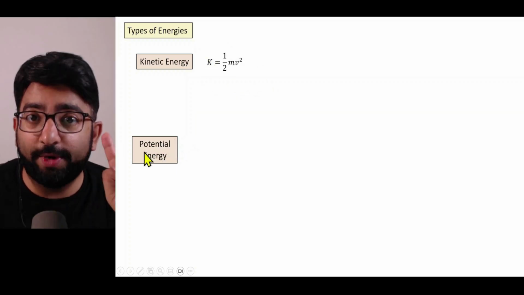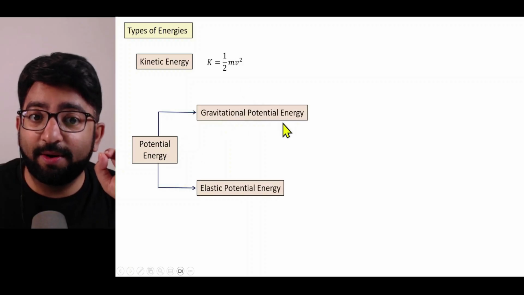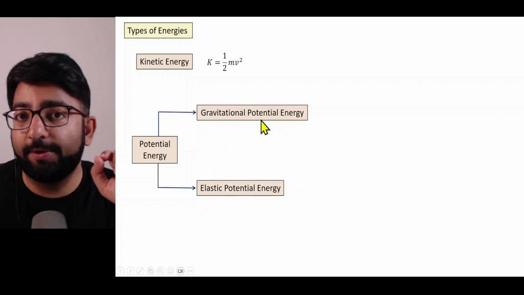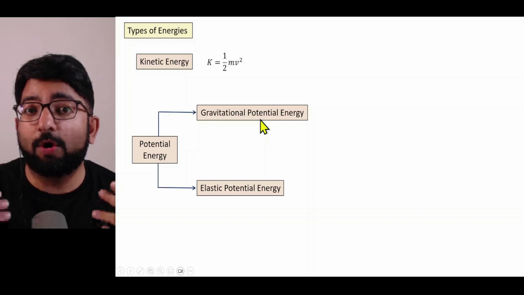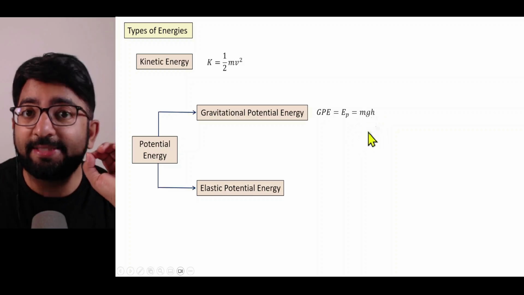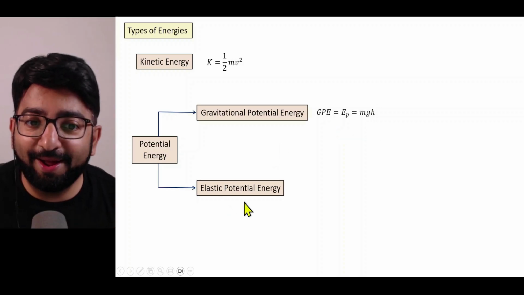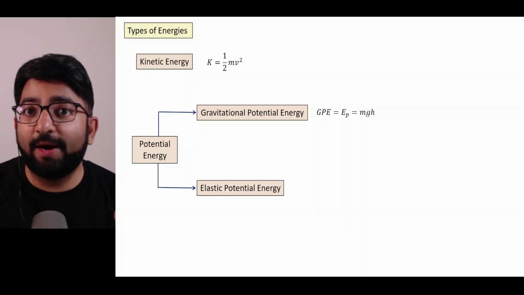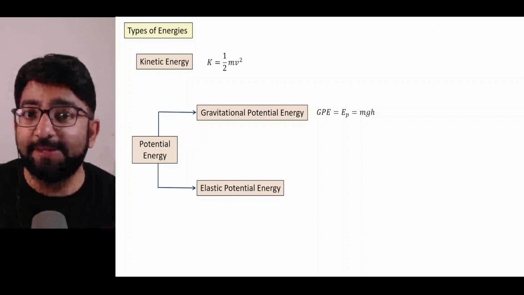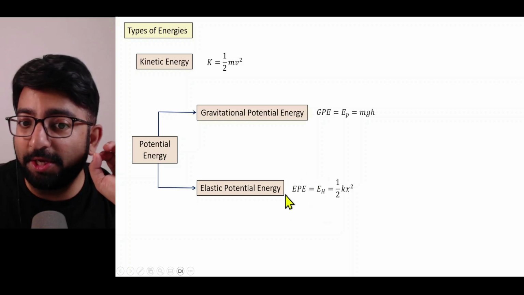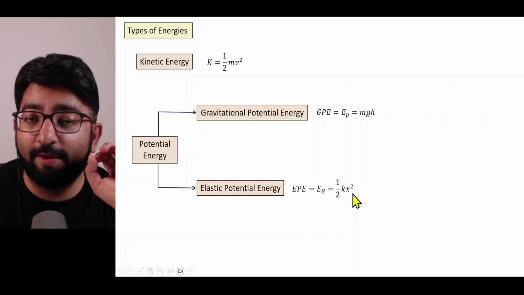Potential energy is of two types. First, we are going to consider the gravitational potential energy, and then we have the elastic potential energy. Gravitational potential energy is the energy of an object because of its height. The formula for that is m into g into h, where m is the mass, g is the acceleration due to gravity, and h is the height of the object. On the other hand, elastic potential energy comes into the picture when we have springs. So when a spring either compresses or it stretches, then we say that elastic potential energy is stored inside the spring. And what is the formula for that? Elastic potential energy is given by half kx squared.